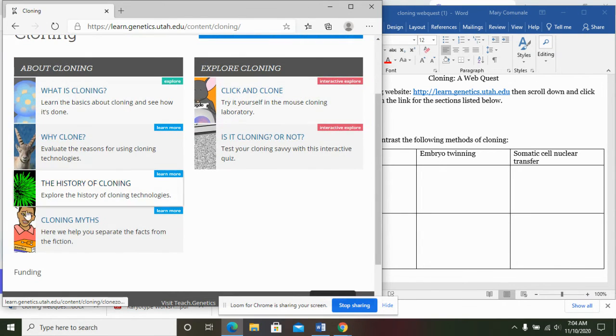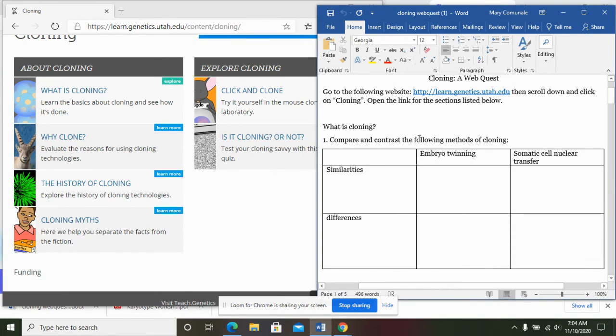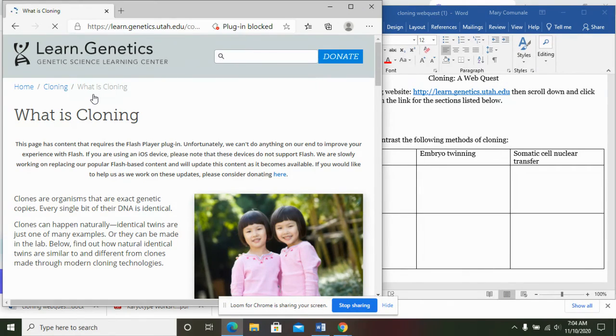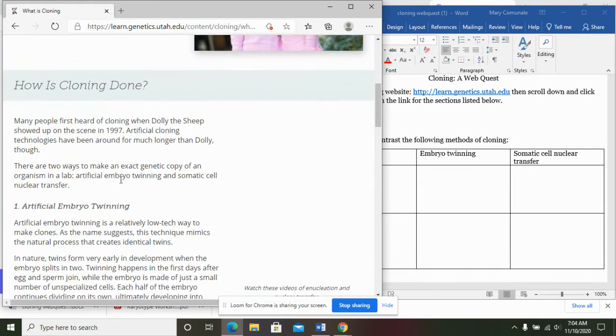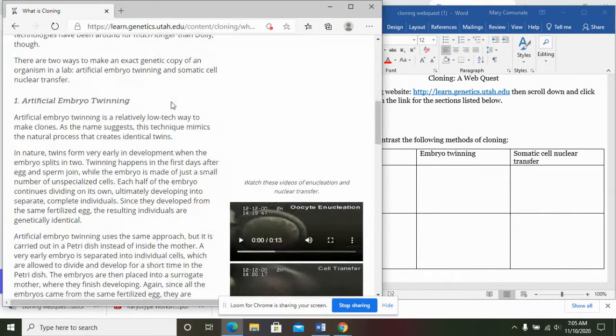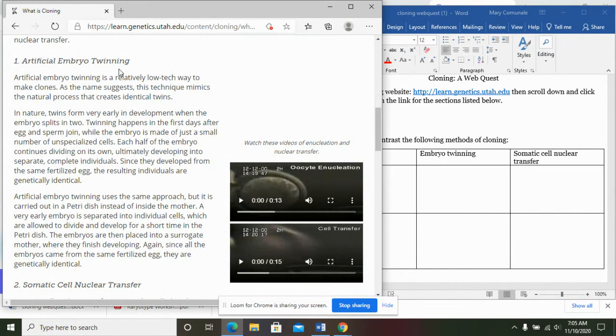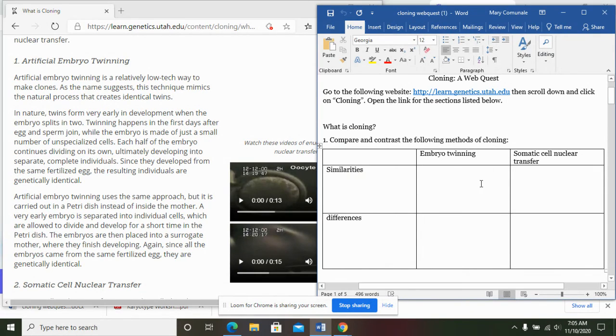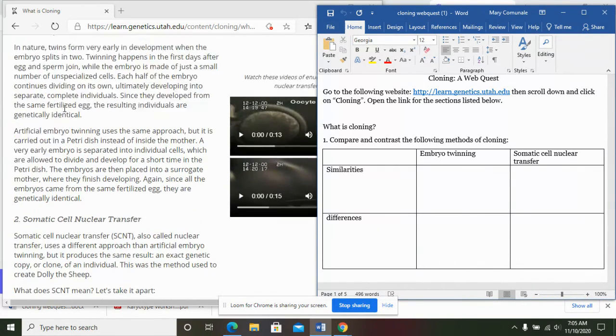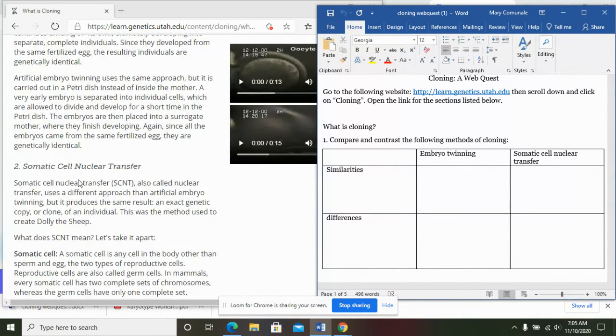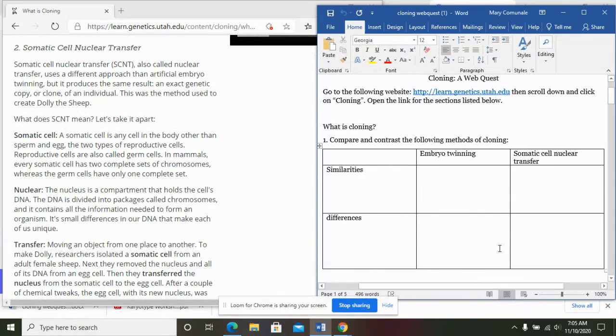And most of the sections are going to be right over here. So the first one we're doing is what is cloning? You're going to compare and contrast the following methods of cloning. So if I click on that, scroll down a little bit, it says how is cloning done? Here's the first kind, artificial embryo twinning, and the second one is somatic cell nuclear transfer. So you are going to be listing the similarities and the differences between the two of these. You're going to read those couple paragraphs for each one, tell me what's the same about them, and tell me what is different about them.